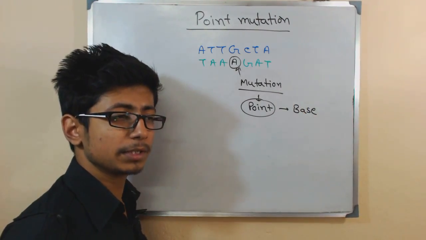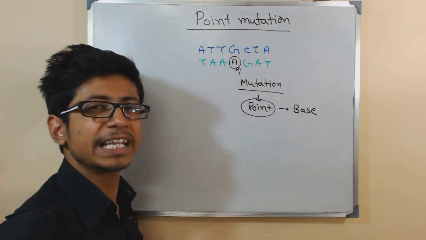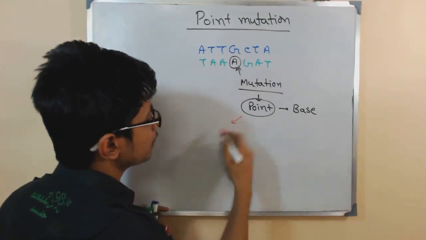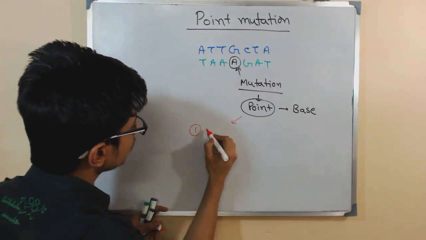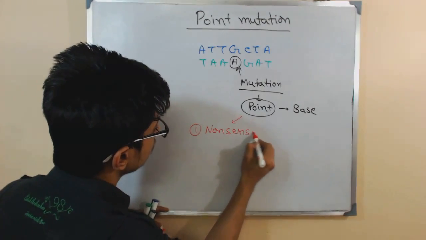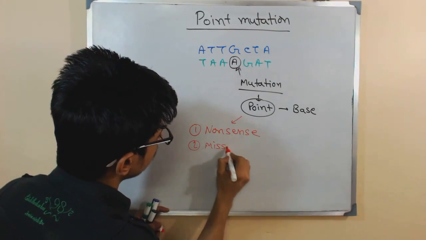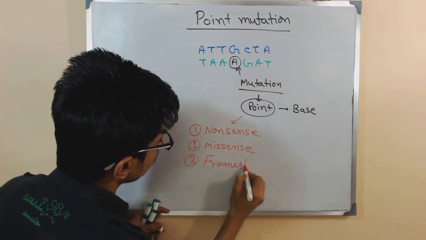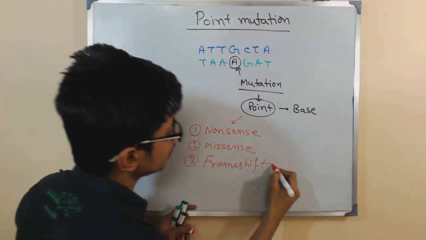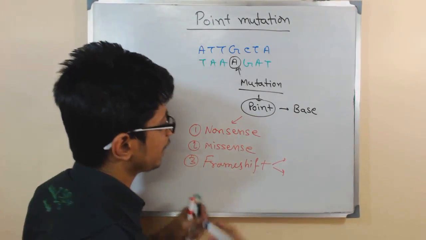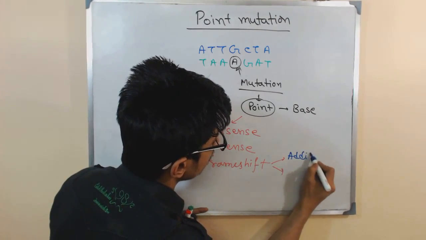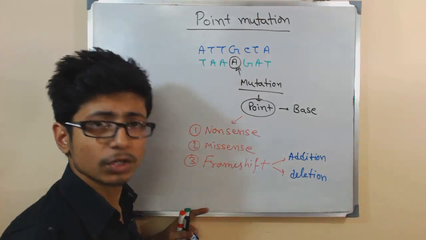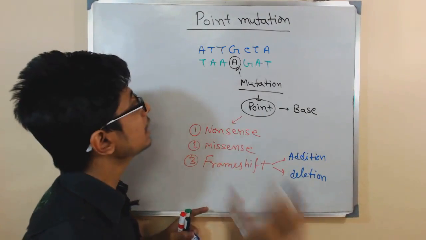It can differ in the production of the mutation, or also in the different natures of the mutation. The point mutation can be of many different types. Examples are nonsense mutation, missense mutation, there is a frameshift mutation, and there are many more. Frameshift mutation contains both types, addition mutation as well as deletion mutation. That means addition of one base or deletion of one base is also considered a point mutation.